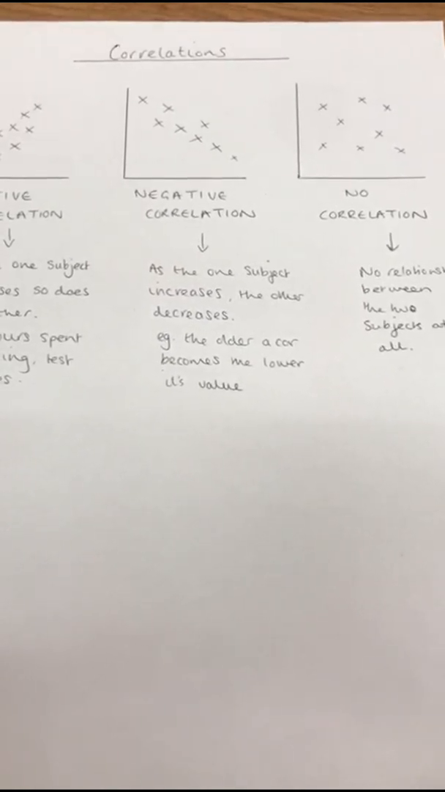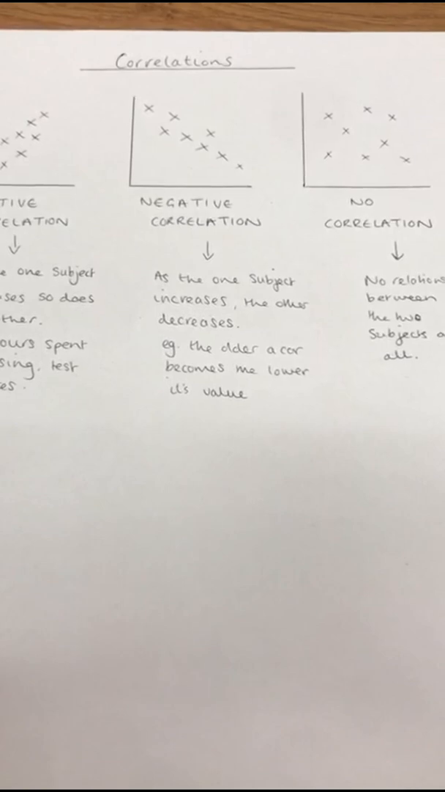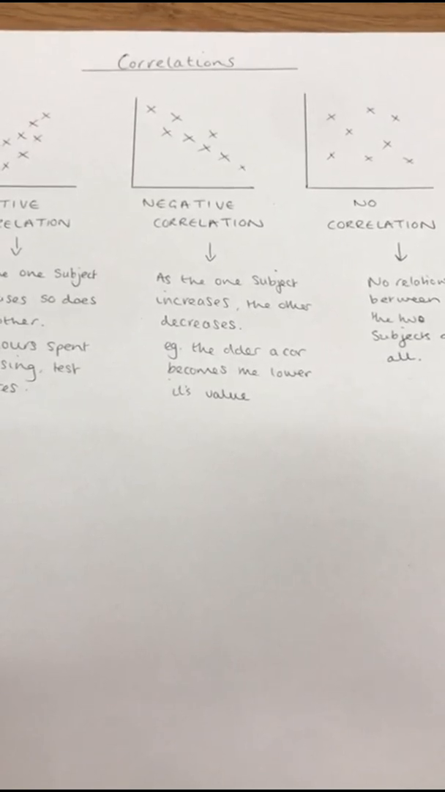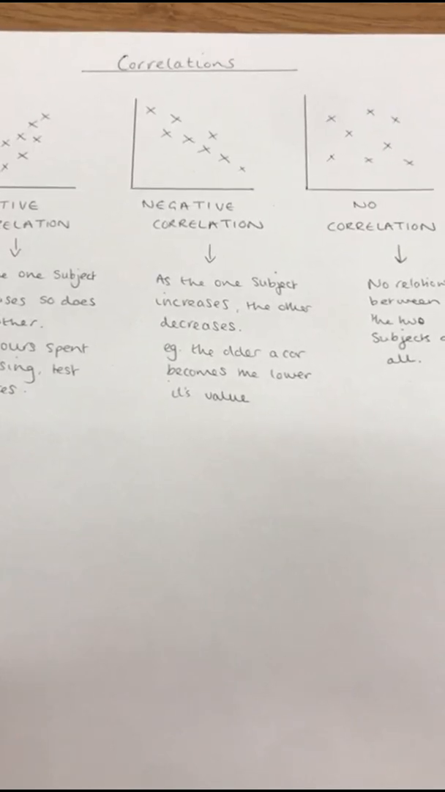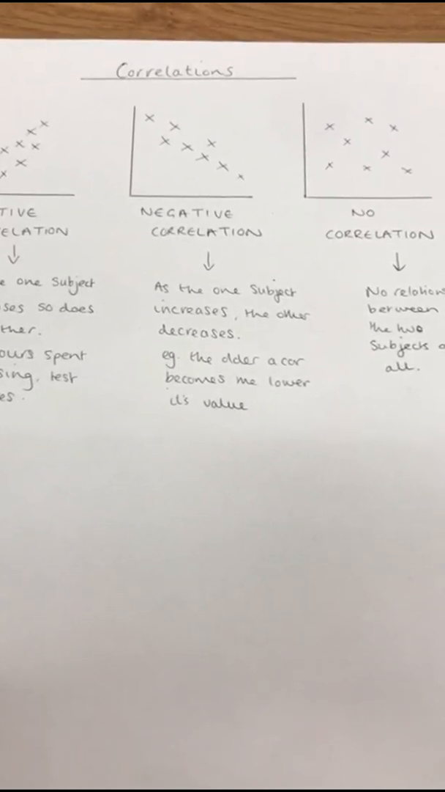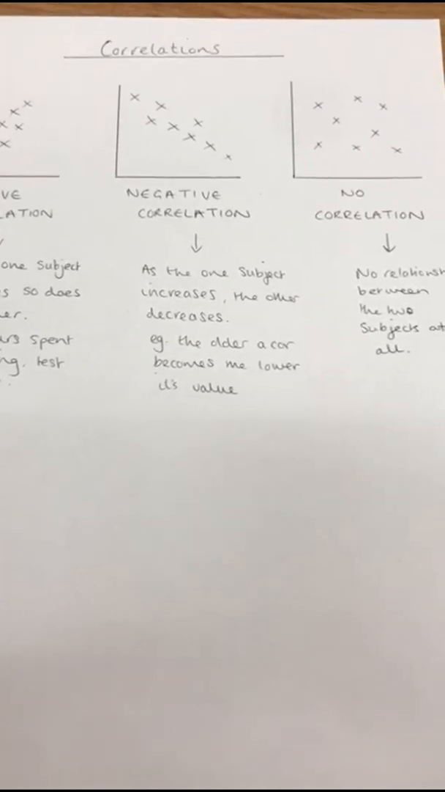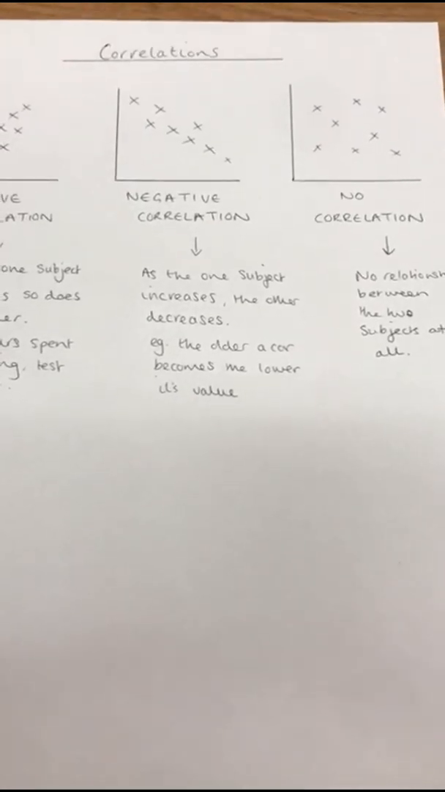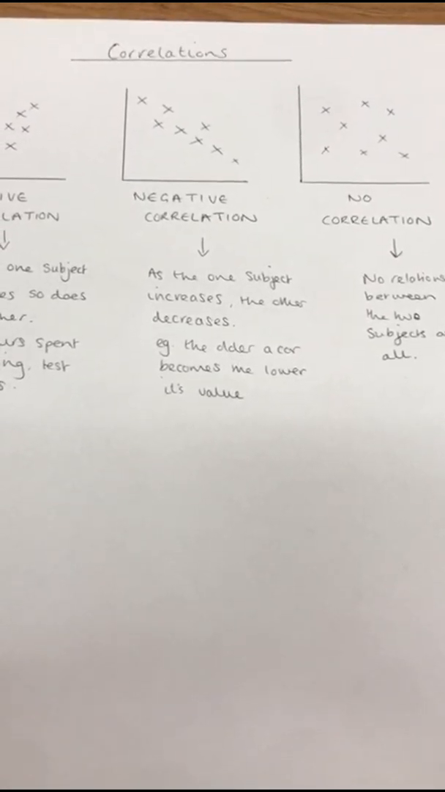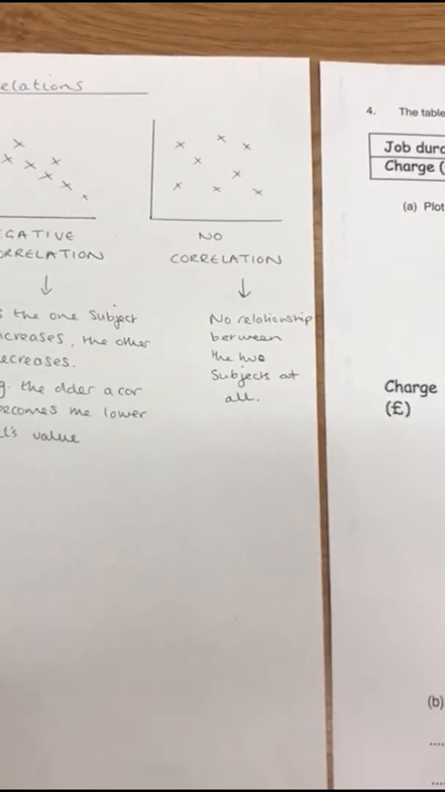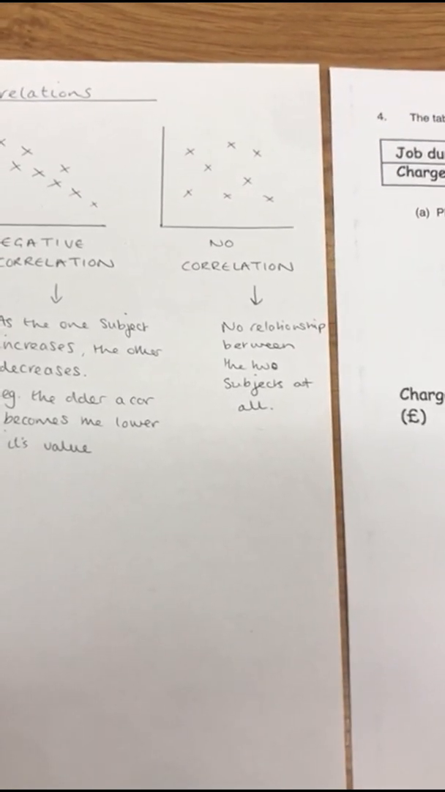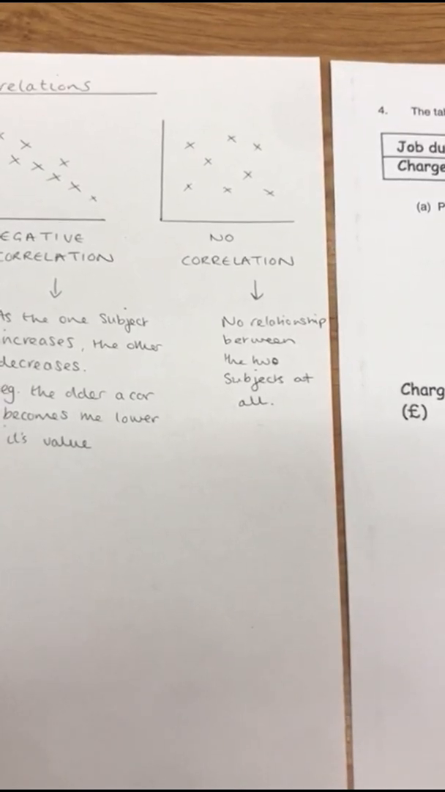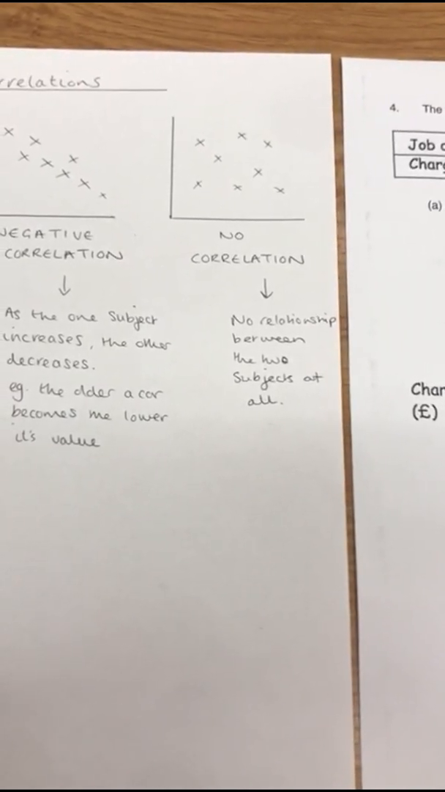Now a negative correlation will look like this. So the plots are going downwards. So what this means is as the one subject increases, the other subject decreases. Now a classic example of this is cars. The older the car gets, so as their age gets bigger, the value of the car actually lowers. Now if the points scatter all over the place like that, then we say that there is no correlation. There is just no relationship between the two subjects at all.